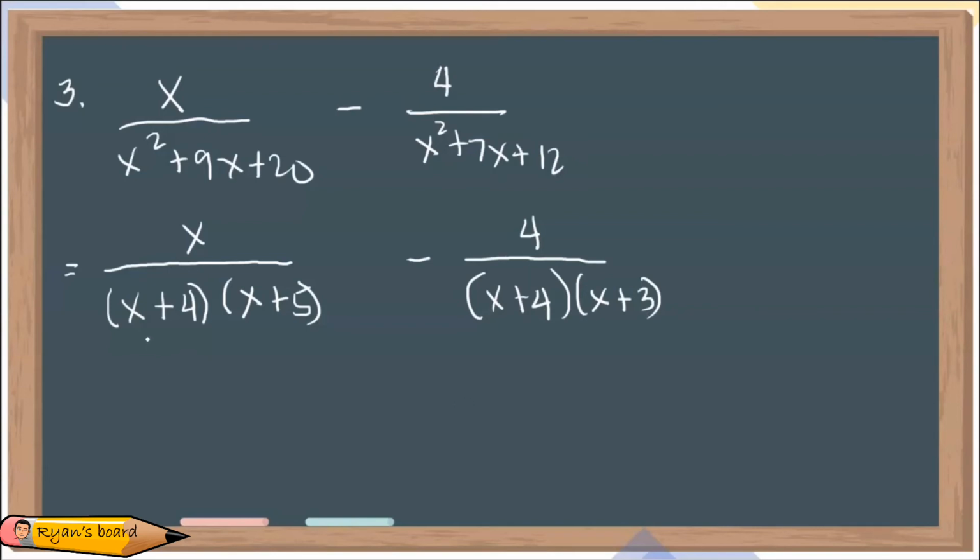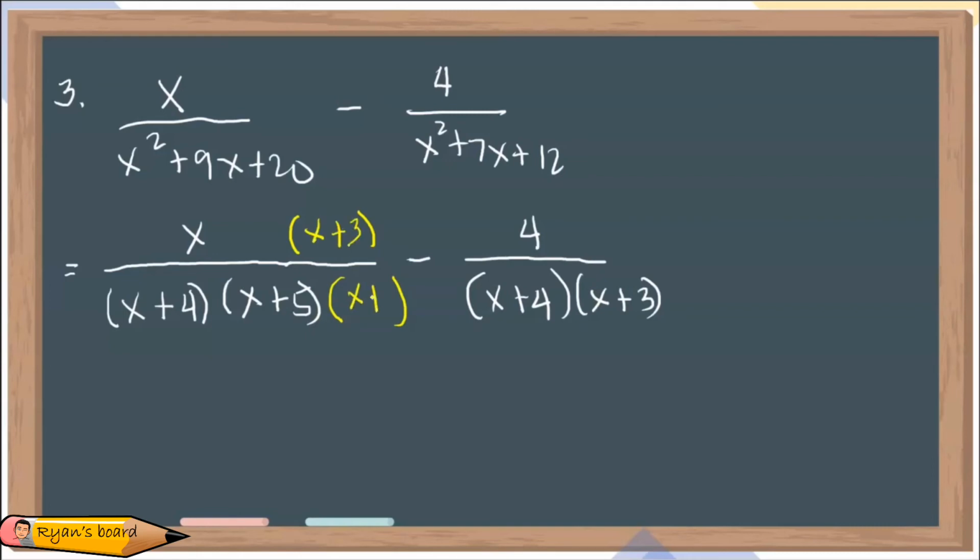Now, tingnan mo mabuti. Yung ating first set ng denominators ay x plus 4, x plus 5. Yung pangalawang set naman ay x plus 4, x plus 3. Okay. Ano kaya ang i-multiply natin sa first rational algebraic expression? Ano ba ang meron sa pangalawang set ng denominators na wala dito sa first set of denominators? That is x plus 3. So, ang i-multiply natin dito ay x plus 3.